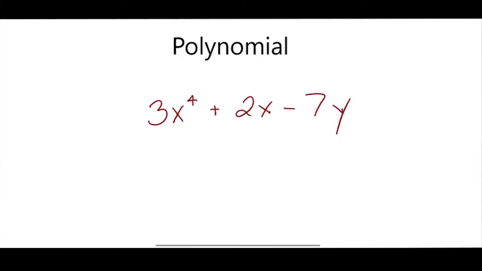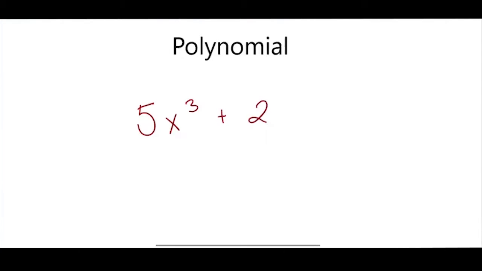Polynomials are combinations of different monomials. So an example of a monomial would be 3x to the fourth. Another monomial would be negative 7y. So if you see a combination of variables, exponents, and coefficients, then you would call this a polynomial. Let's say I have 5x to the third plus 2x minus 8. This is another example of a polynomial. Okay?